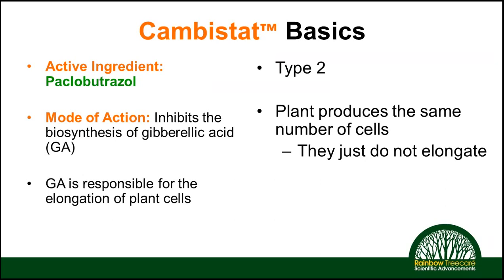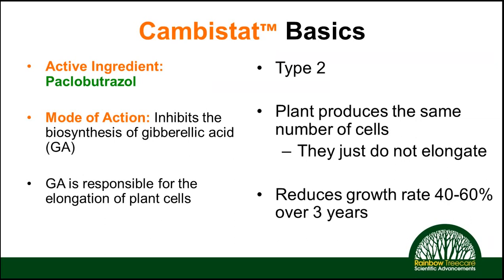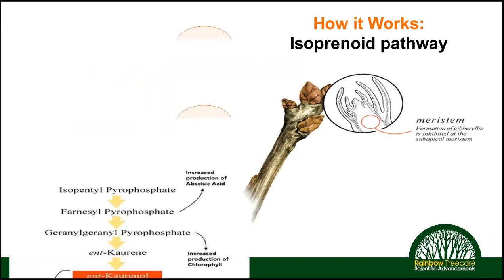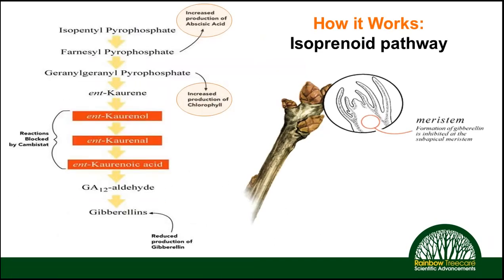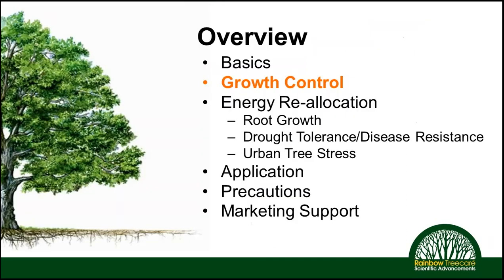You still get the same number of cells in the plant, but they're much smaller, and they just do not elongate. Depending on the plant and depending on the rate, we can get almost 40 to 60% growth reduction over 3 years. So really what this does, it does a couple of things. It increases the production of abscisic acid, and I always have difficulty pronouncing that word. It also increases the production of chlorophyll, hence the deep dark green color that you often get using Cambistat. And then it also reduces the gibberellic production.